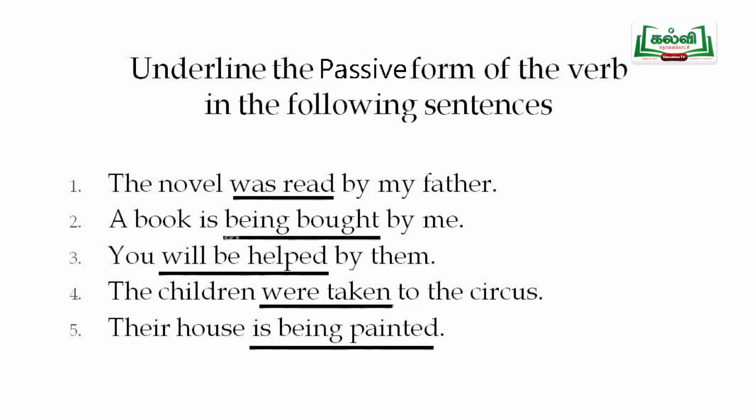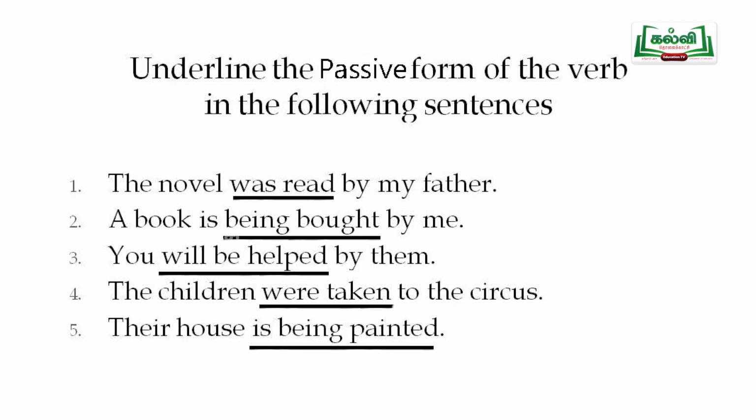Next, you will be helped by them. Next, the children were taken to the circus. The last sentence, their house is being painted. Where you have to underline for the first sentence? Very good. Was read. Was read is the passive form of the verb. A book is being bought by me.